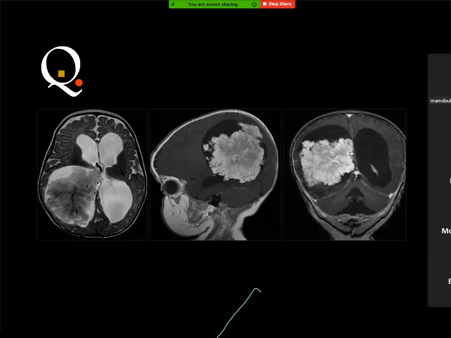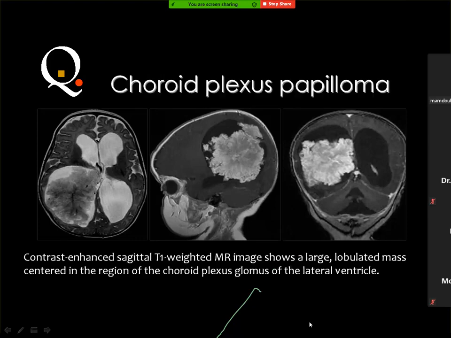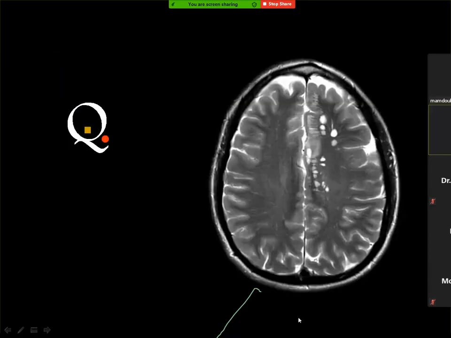Choroid plexus papilloma. Post contrast is homogeneous. I think it's meningioma. Wait. Choroid plexus papilloma. Child. And you see this very characteristic appearance of the contour of the lesion. And here you see the berry-like or lobulated appearance with an intraventricular mass in a pediatric age group. Choroid plexus papilloma. Okay, next case.